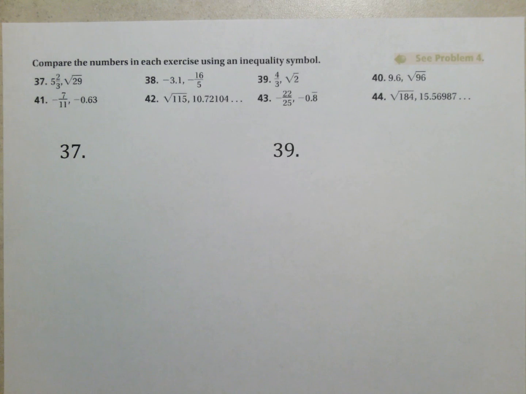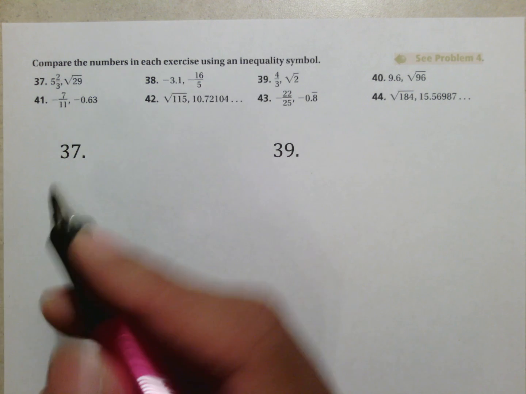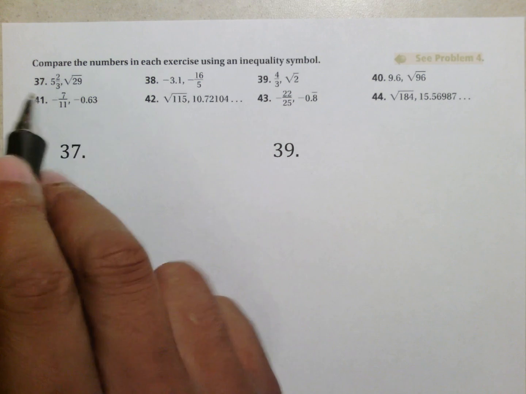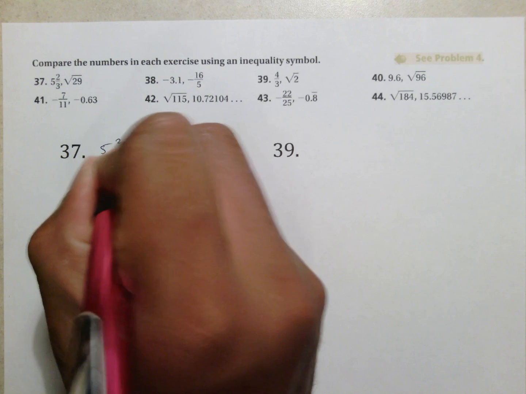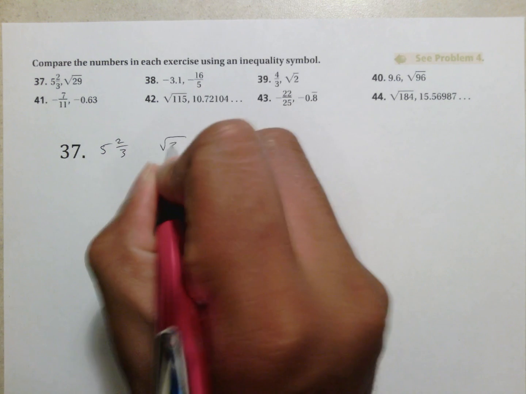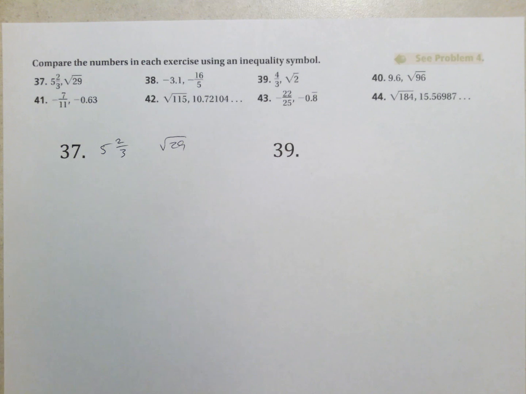The second part of your focus lesson for the day is comparing numbers and putting numbers in order. The reason you want to be able to approximate square roots is so that you can figure out which one's bigger when you get to fractions, decimals, and things like that. Number 37 wants us to compare these numbers using an inequality symbol. You have 5 2/3 and the square root of 29, and they want to know which one's bigger, which one's smaller, or if they are equal.